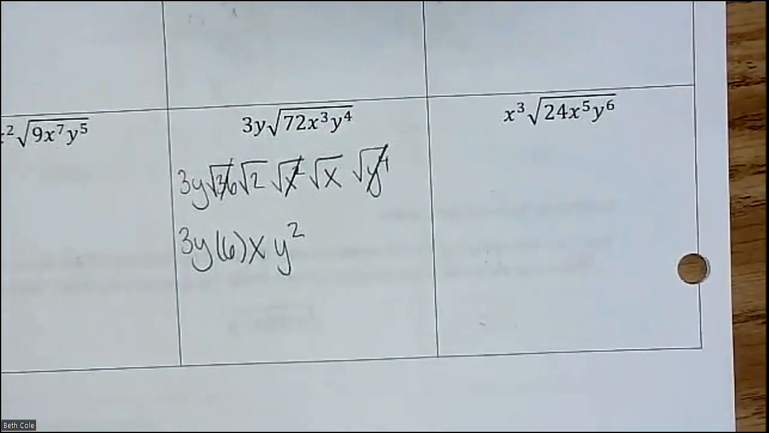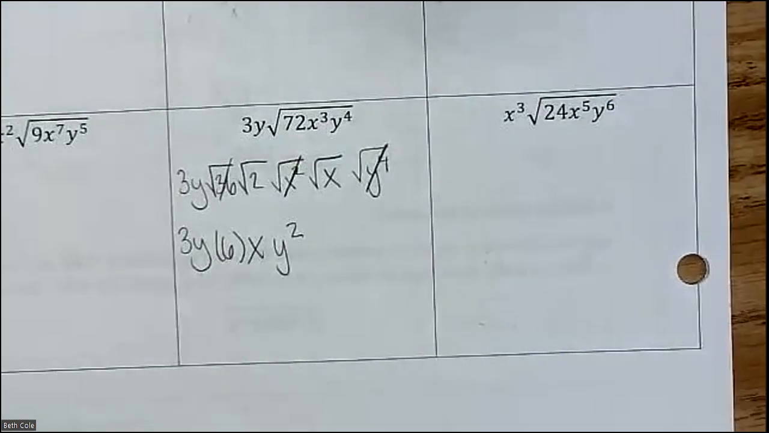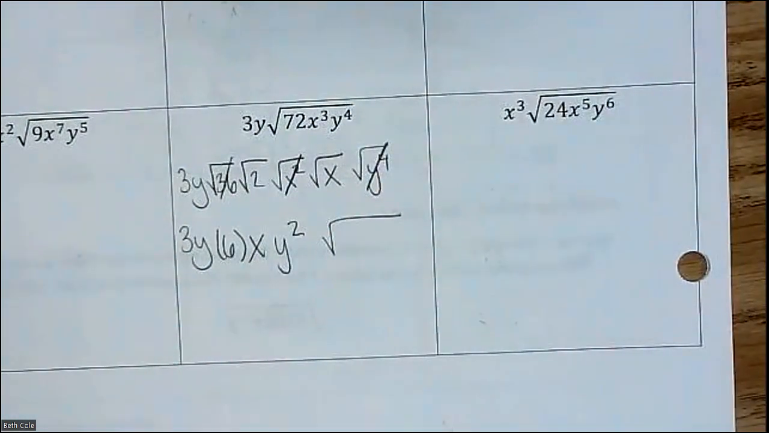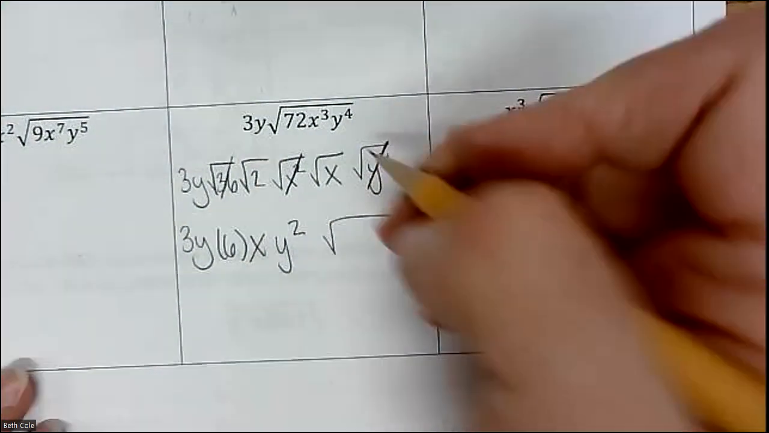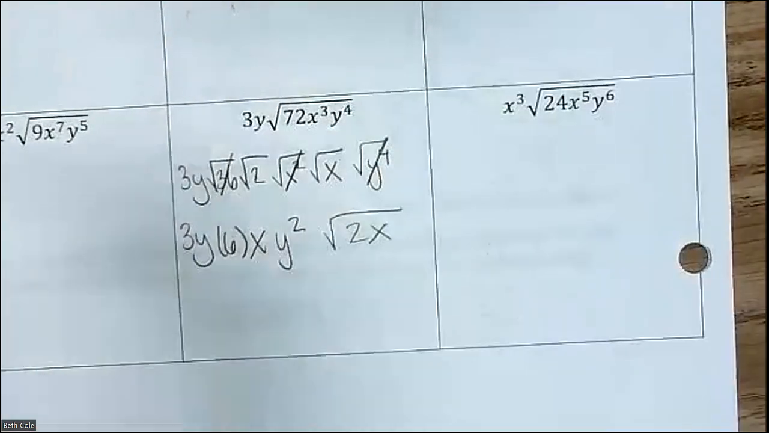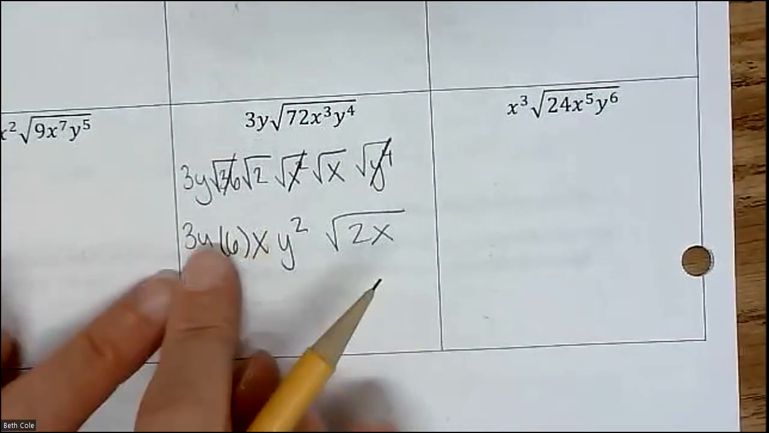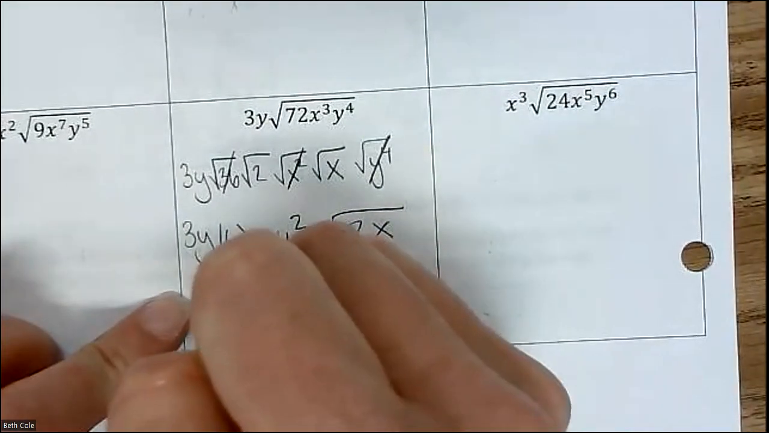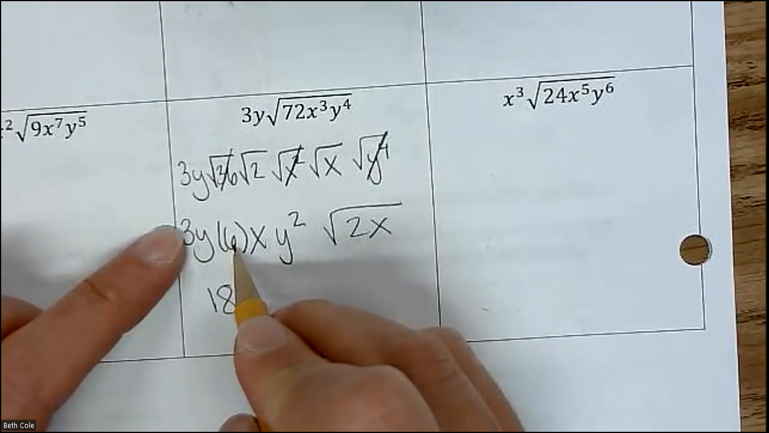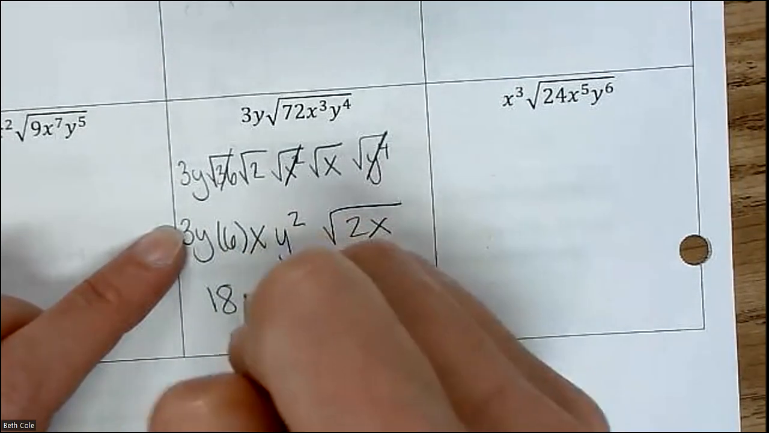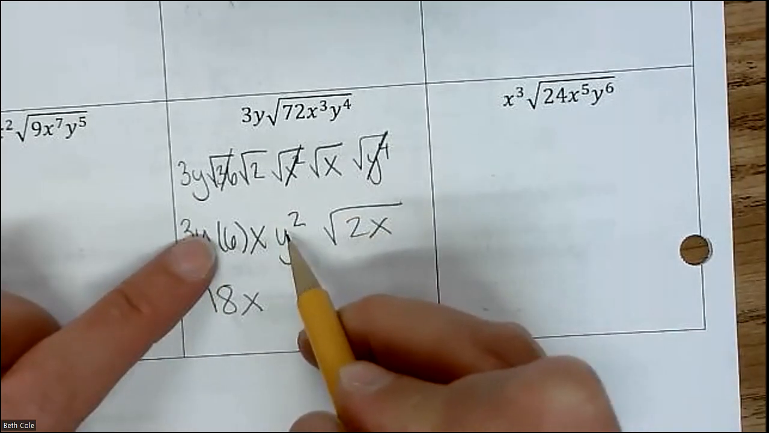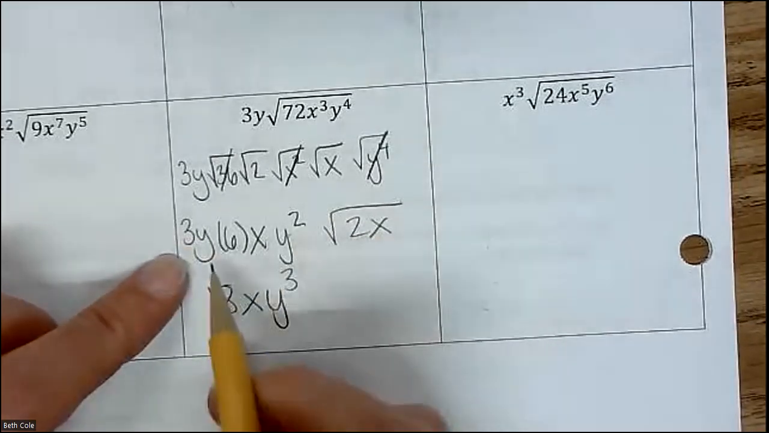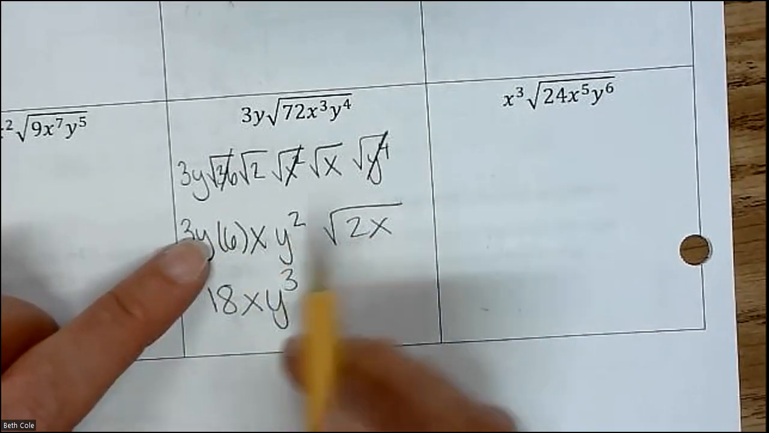Whatever you didn't check off is just leftovers. It's like we did the best we could. This is what's left. So what's still under the square root? What did we not check off? 2x. And then this stuff you just have to multiply together. So like, oh good, where'd you get 18? Because that's correct. 3 times 6. And then we have an x. And then it would be y to the third. Why would it be third? Because that's correct. Yeah, this is 1, and then that's 2 more. 2 plus 1 is 3.